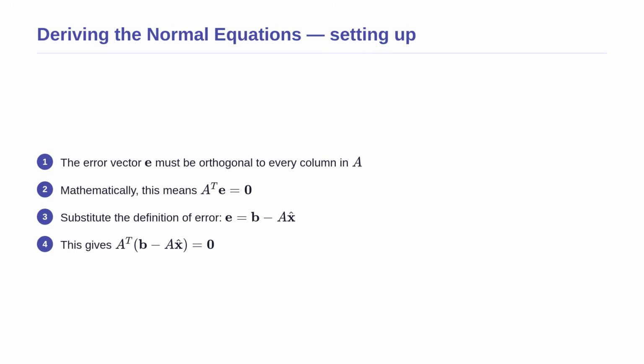Now that we have used this formula twice, let us understand exactly where it comes from. We start with our foundational geometric idea. The error vector E must be orthogonal to our reachable space. In linear algebra, multiplying a transposed matrix by a vector and getting 0 means they are perfectly perpendicular. So we write A transpose times E equals 0. Next, we replace the error vector E with its actual definition, which is the target B minus our best attempt, A times x hat. We are simply stating the orthogonality condition in terms of the variable we want to solve for.